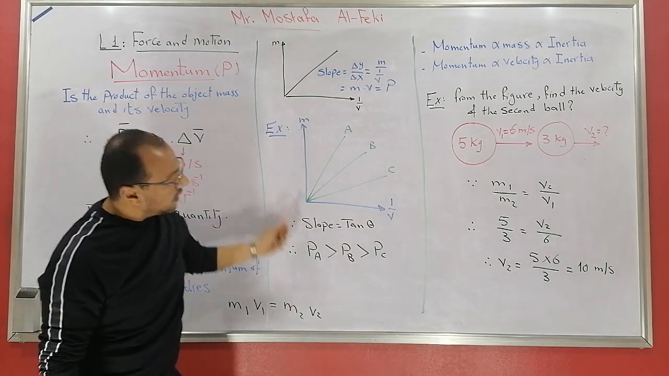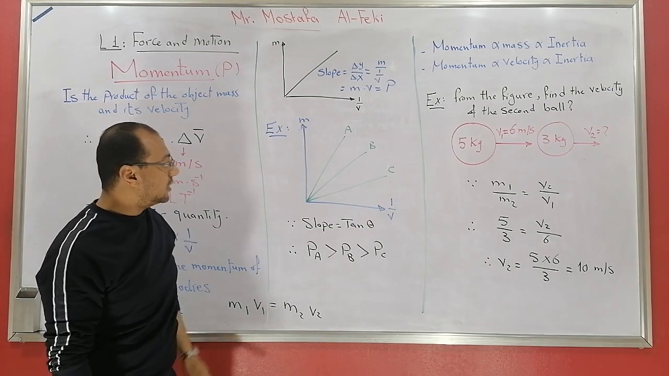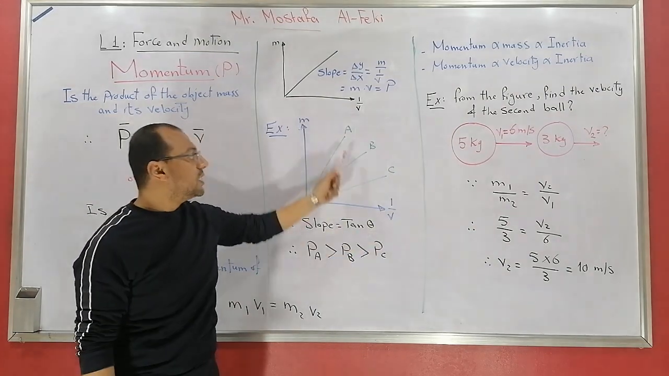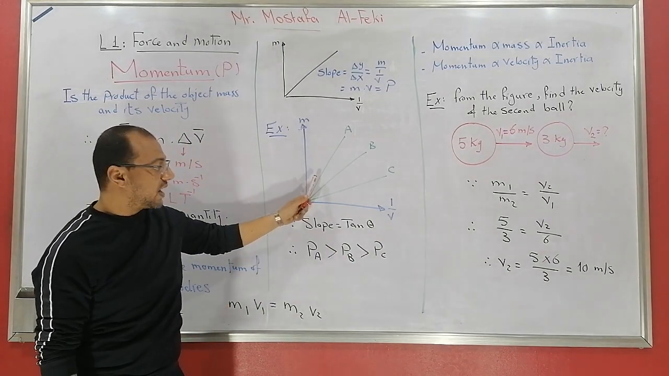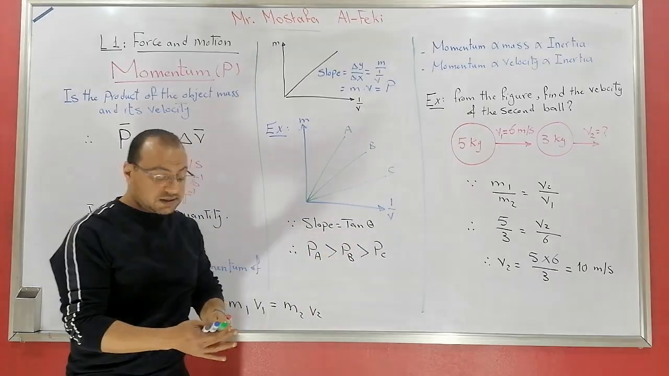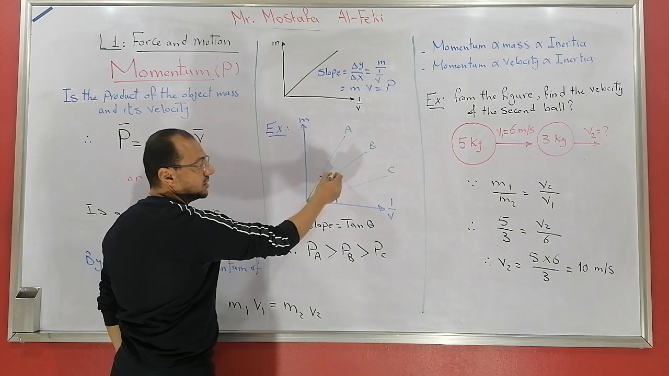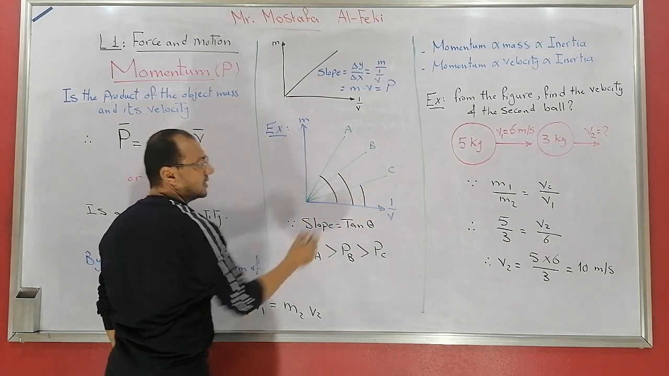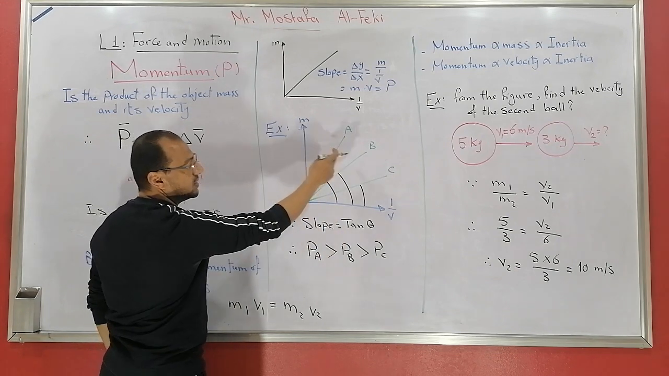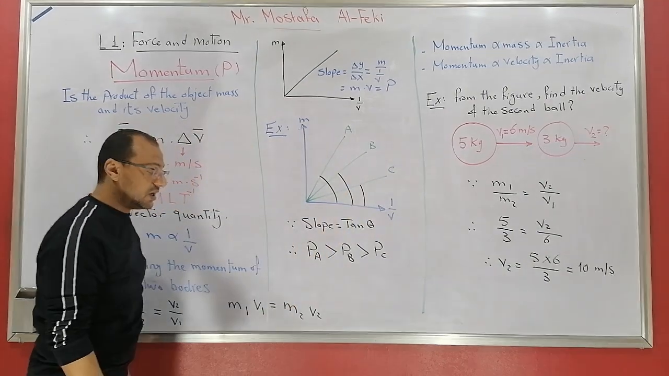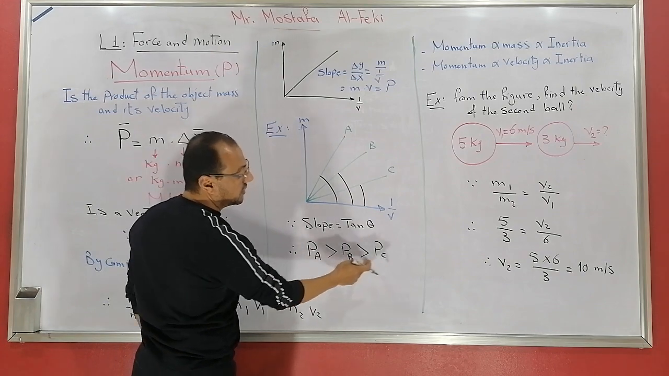So, as an example, in the opposite figure, which body has the largest momentum, where the relation between mass and velocity is shown for body A, body B, and body C? We know that the slope of this graph equals momentum, and the slope equals tan theta. Then, by increasing the angle, the slope increases. Which body has the largest angle? The body A is more than the body B, more than the body C. Then we say that the momentum of body A is more than body B, more than the momentum of body C.